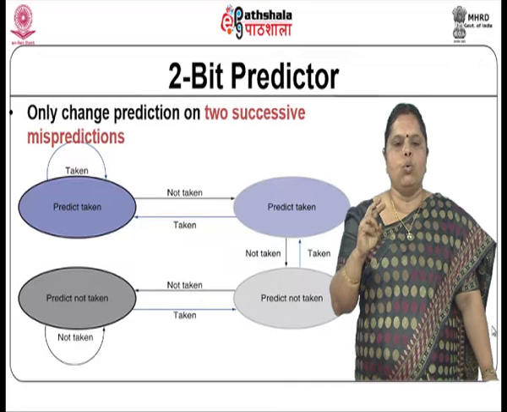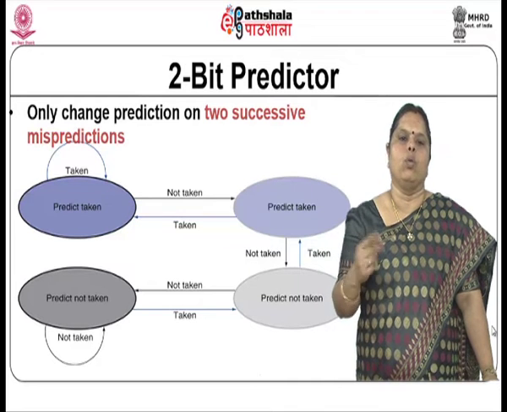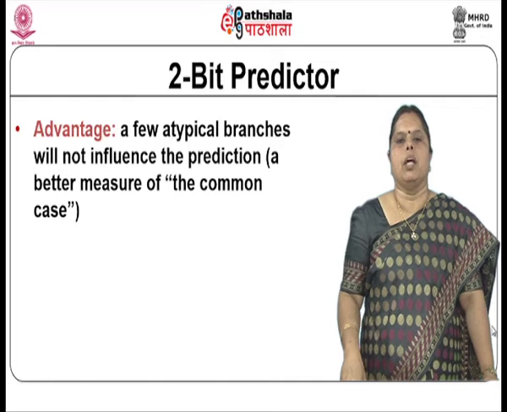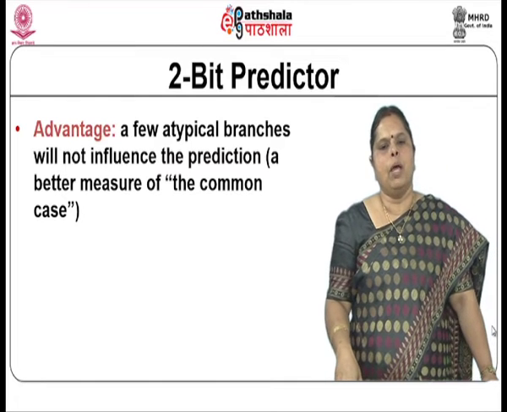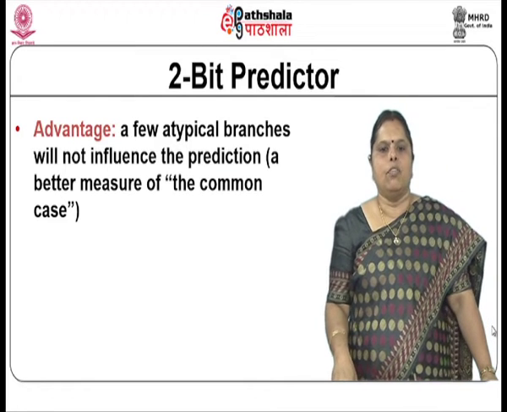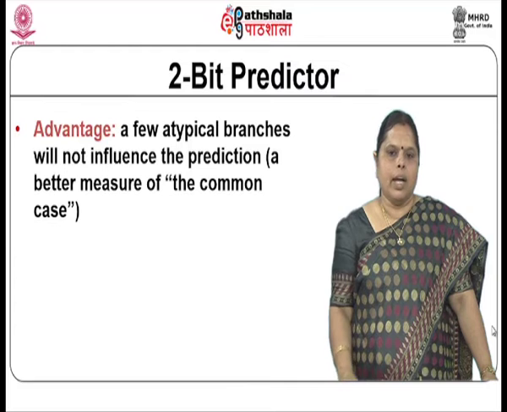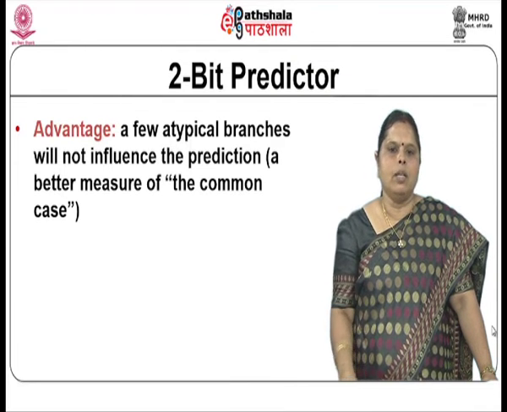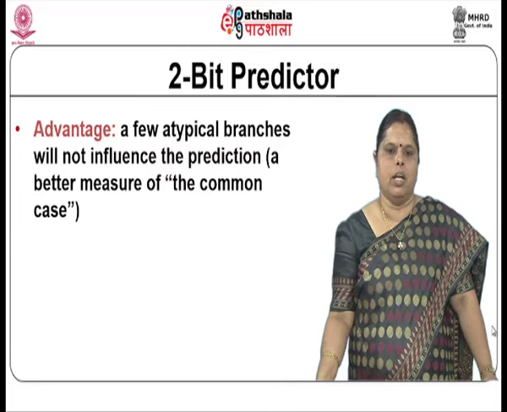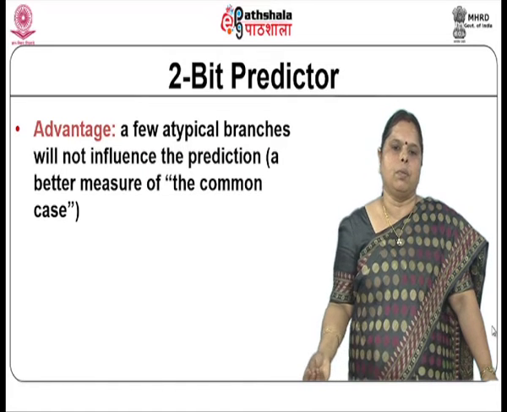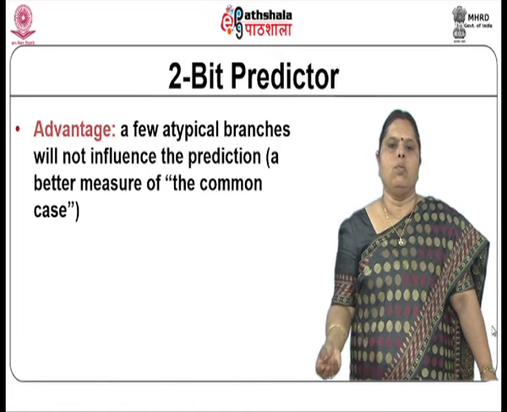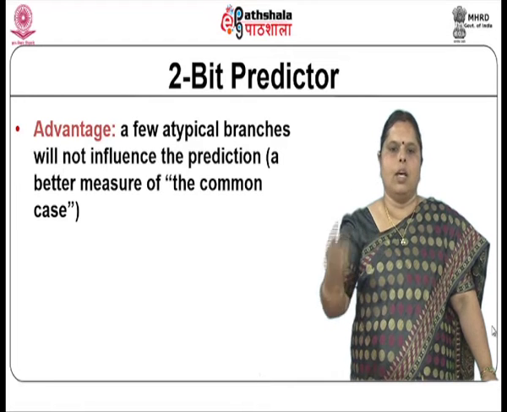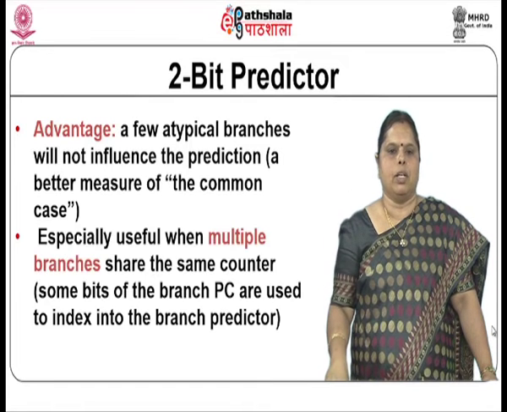When you do two successive mispredictions, then you will have to obviously change your prediction. So that is the basic idea behind your 2-bit predictor. The main concept here is that a few atypical branches are not the typical behavior of a branch. Sometimes the branch behaves differently, and because of that I do not have to change a prediction as you did in the case of a 1-bit predictor. Only if it does the same thing twice in a row, you go ahead and change the prediction.